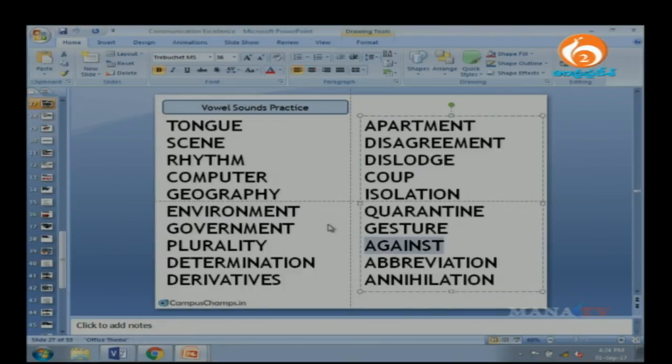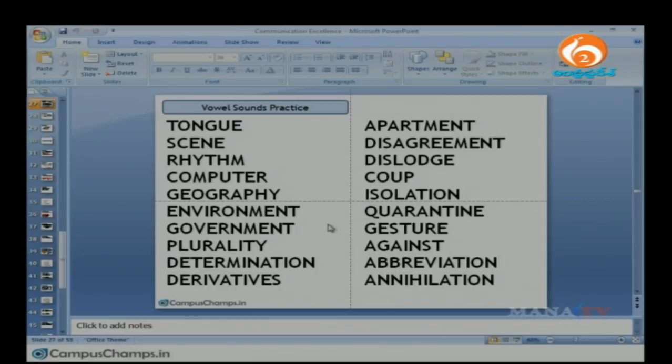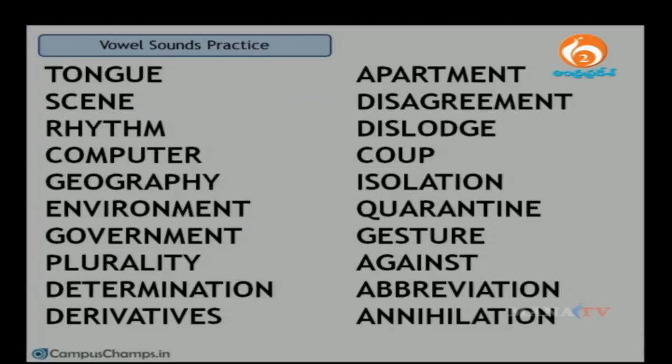All right. So, here are the words. Please make a note of it, and I want you to practice. I want you to break it like the way I did it here. I'm going to pause for 10 seconds so that you can make a note of this.